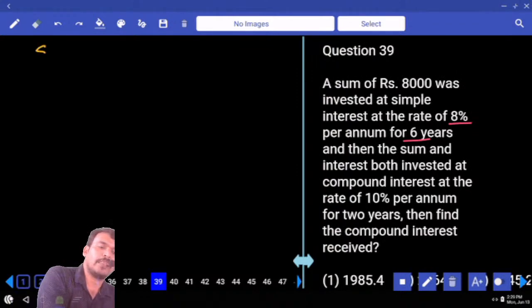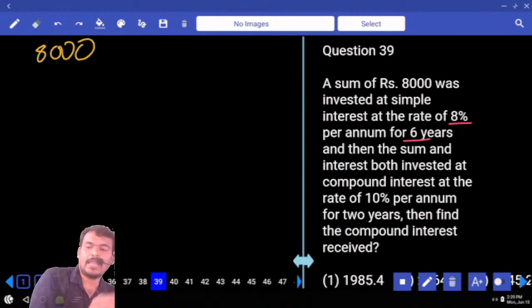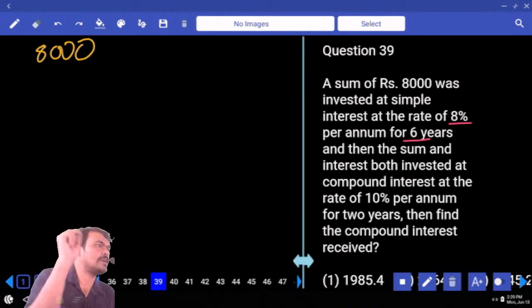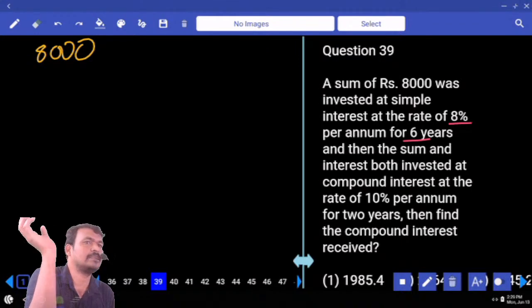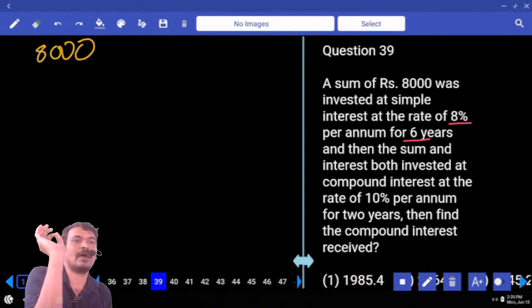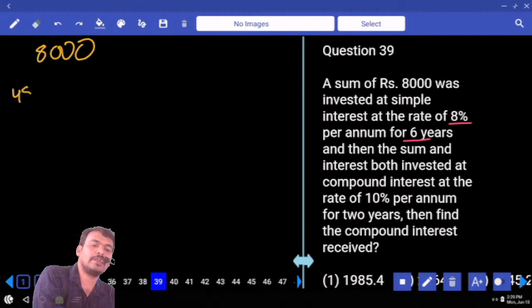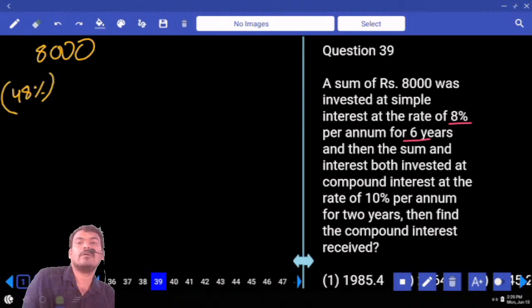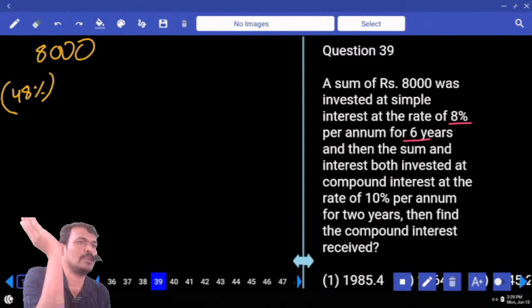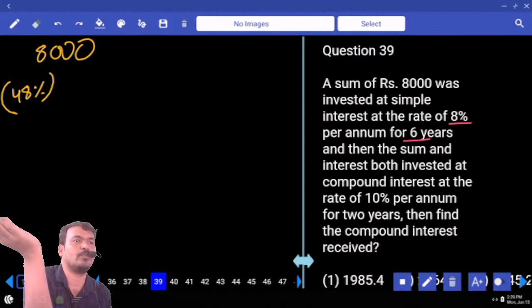What is the principal value? 8,000. Per annum rate of percent is 8%. Time is given as 6 years. 8 times 6 is 48%. Is 48% the interest value or principal value? Interest. 48% of 8,000. 48% means it is 50% minus 2%.